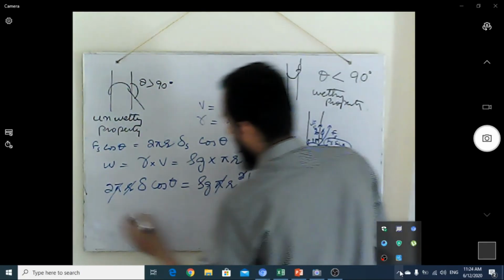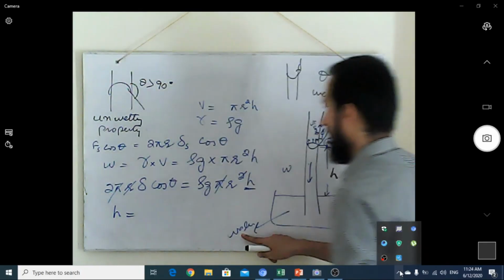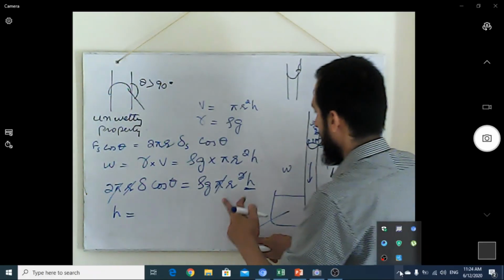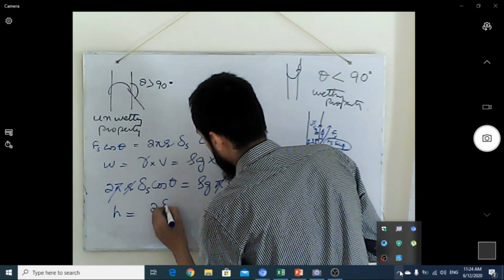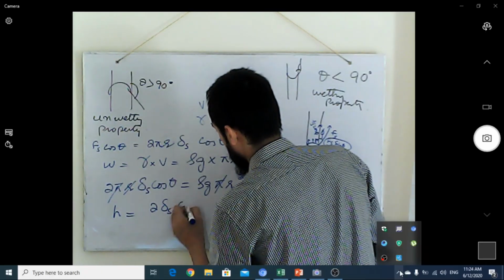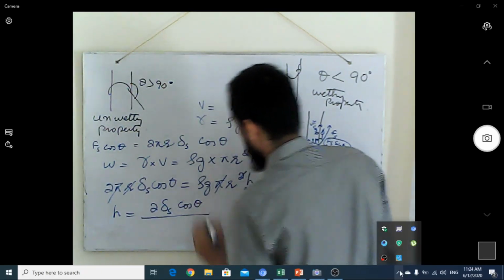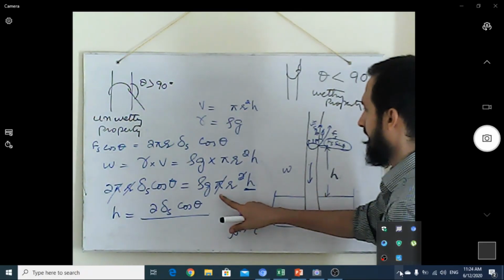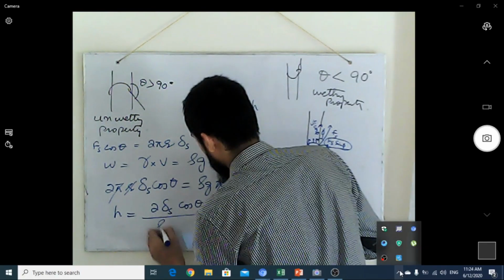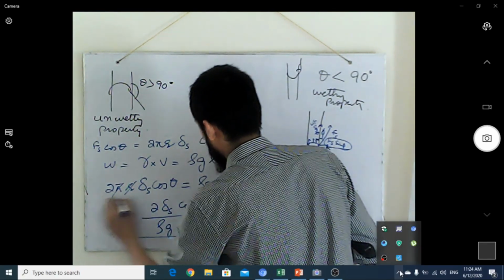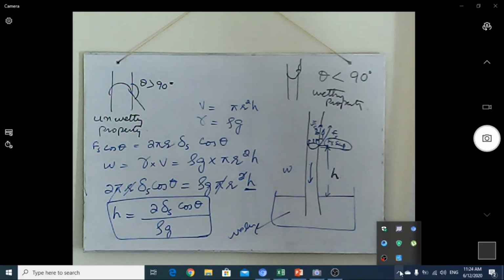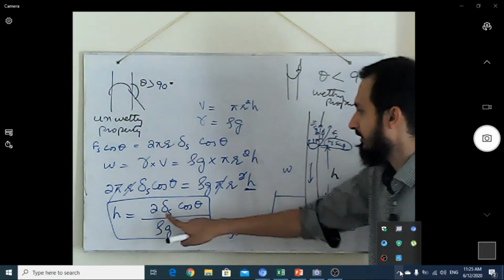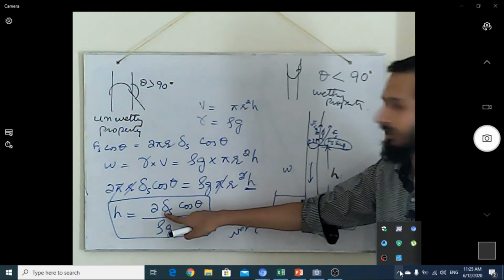If we want to determine how much capillary rise will appear for a particular case, what we need to know is twice the surface tension times cos theta, divided by rho g. So this is the simplified relation you get by the mathematical expression, which shows that if the surface tension is higher, the capillary rise will be higher.